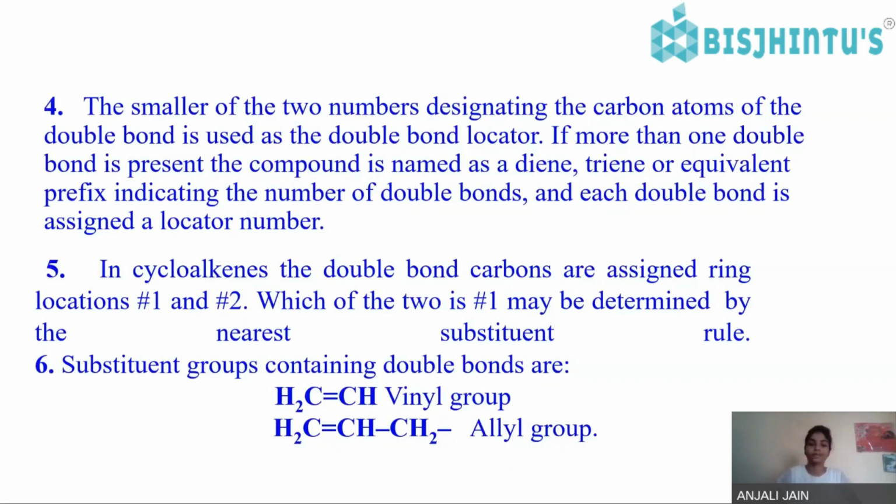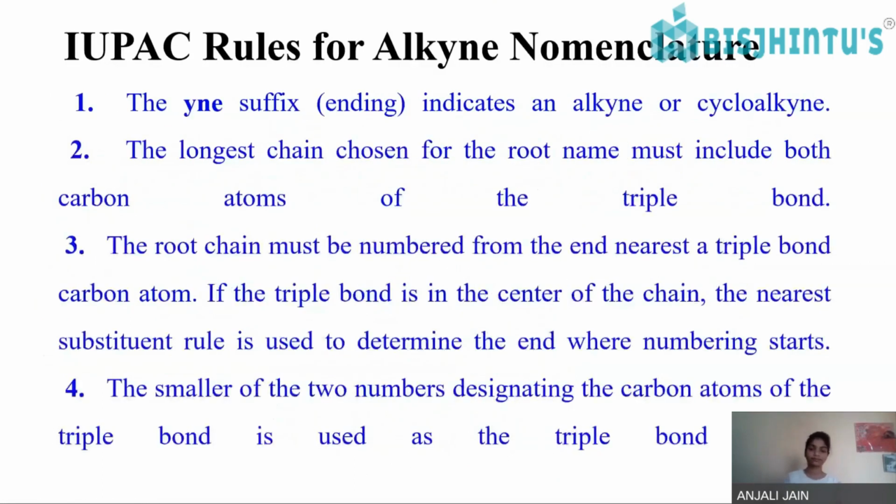Okay. So right here, a vinyl group is there when one double bond is there, and an allyl group is there when this double bond is attached to an alkyl group or methyl group. Okay, so this is allyl.